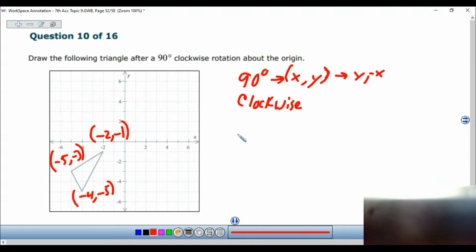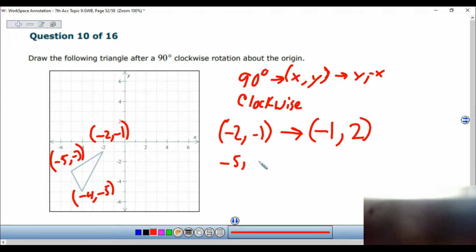So each of these points has to change now. So we got -2, -1. This point, if we change it, it's going to become -1. And then we're going to change the sign to make it +2. That's how that's going to work. Our next point, we have -5, -3. That one, we're going to, again, switch signs on the x, which is now the y, and become positive.